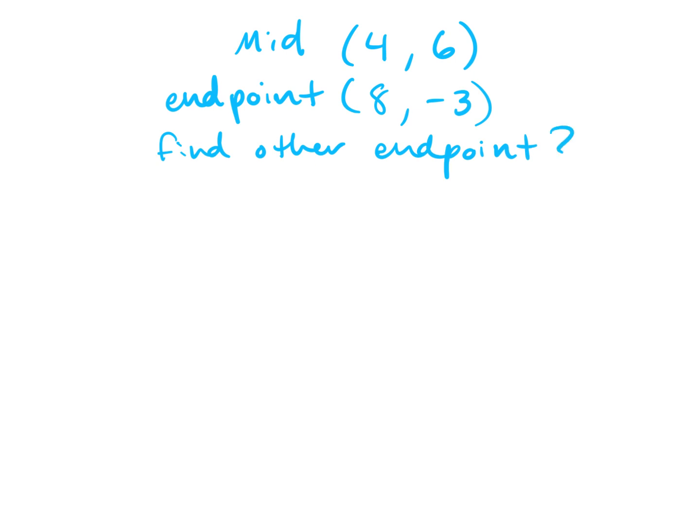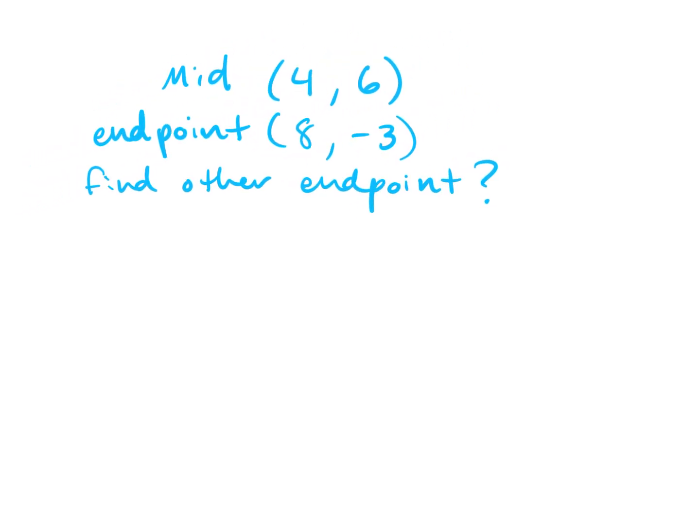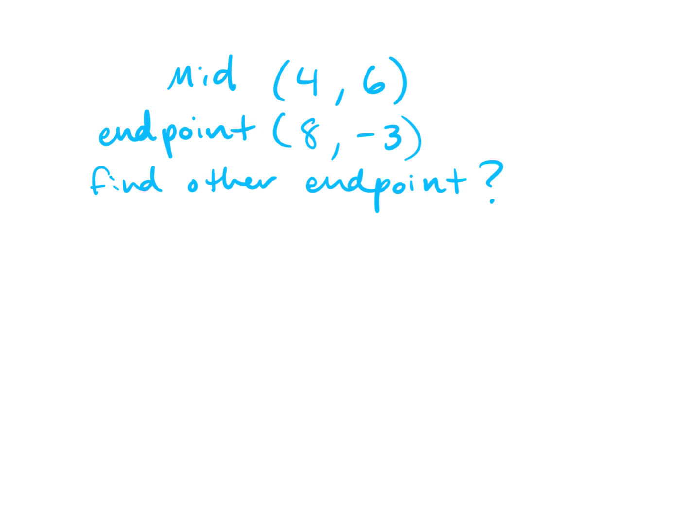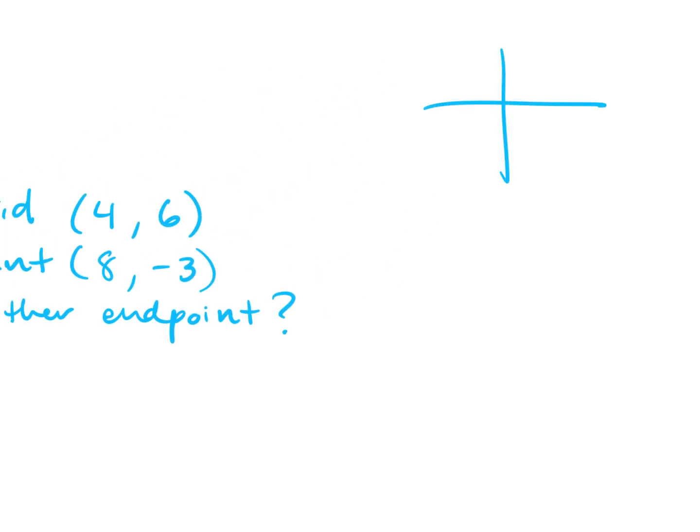What would we do here? Bella: Find the distance. You could find the distance. That would work, but you would also need to know the direction of where to go. Let's say our endpoint was here and our midpoint was here. We could find the distance, but then we'd also have to apply that distance to find the other point. So it'd be more work than what we need. Any other ideas?